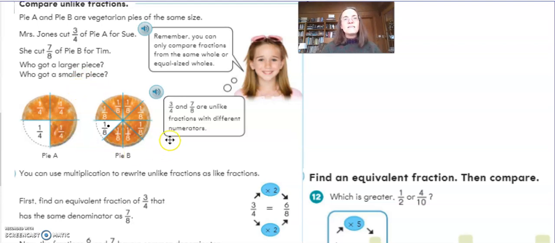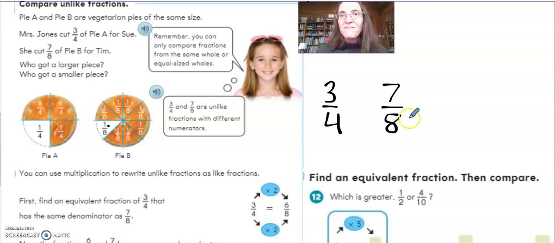Now, in this case, 3 and 7 aren't the same, and 4 and 8 aren't the same. So now I need to think about all that work we did in lessons 2 and 3 about equivalent fractions. Is there a relationship between the numerators and denominators of 3/4 and 7/8? Now, a lot of you are going to say, oh, 4 is half of 8, so we can divide 8 by 2.